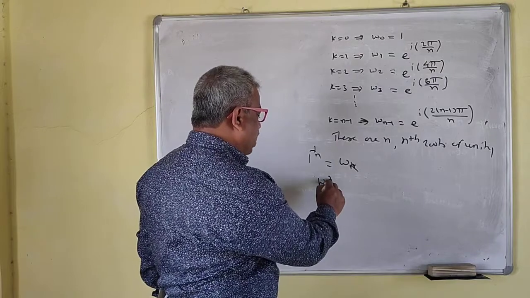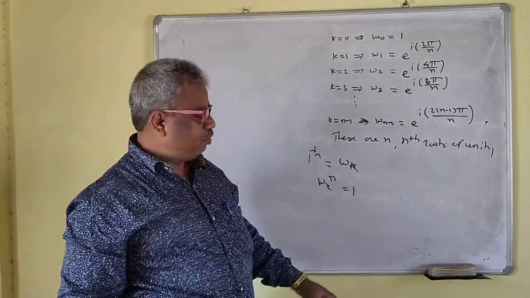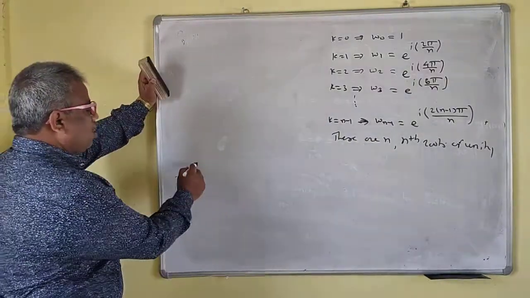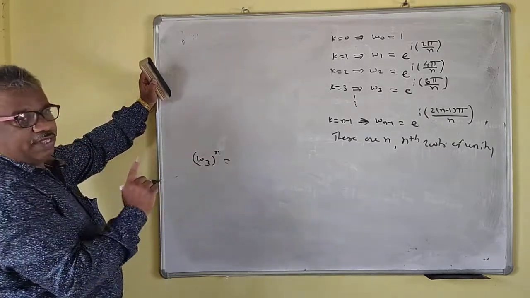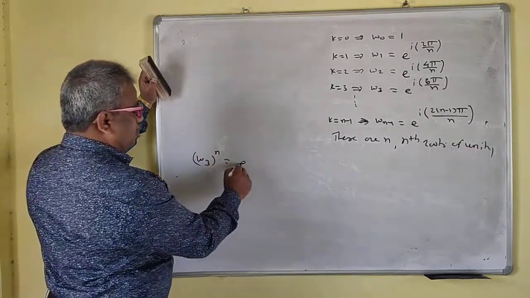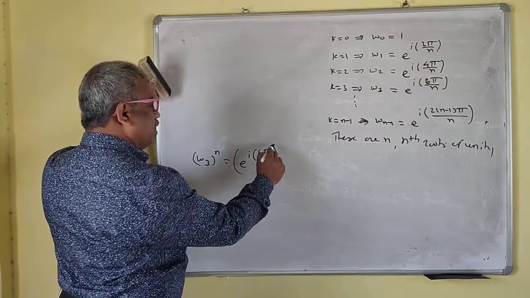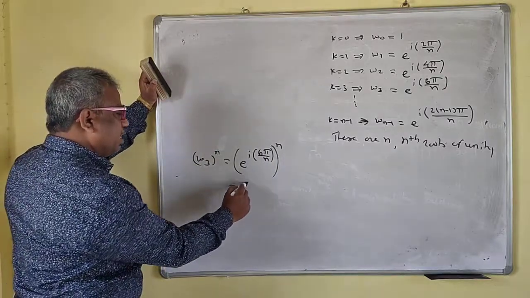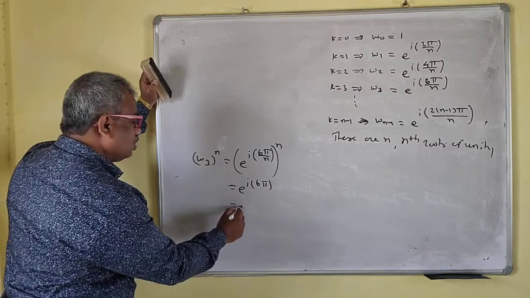Omega k to the power n is always 1. See whether it is verified or not. We'll check. Take, suppose, omega 3 to the power n. It should be 1. So what is your omega? This is e raised to i 6 pi upon n, to the power n. You have to multiply this. What do we get then? This is i 6 pi, n gets cancelled.